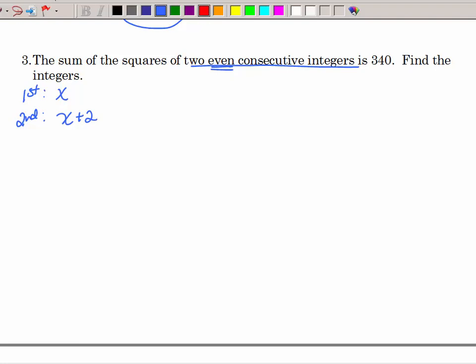It says these words. The sum, well, that means to add. The squares, well, squaring means I need to square something. Alright, so if I have x, that's my first number, I need to square it. I need to add, because it says sum of this number squared. So that's the sum of the squares of two consecutive even integers. Hopefully you see that. Let's see that one more time. The sum, we're adding, the squares of two consecutive even integers. Now we get to the is part, which is equal 340. Find the integers.